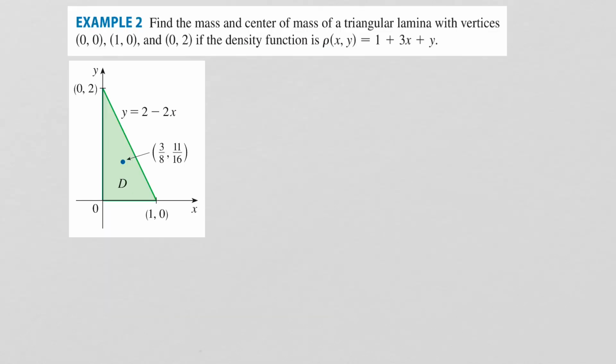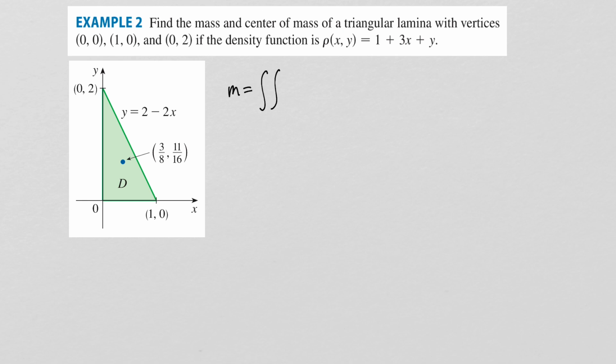So here we'd like to find the mass and the center of mass of the triangular lamina with vertices at points (0, 0), (1, 0), and (0, 2), if the density function is given by rho equals 1 plus 3x plus y. Okay, so first let's go ahead and find the mass, m.